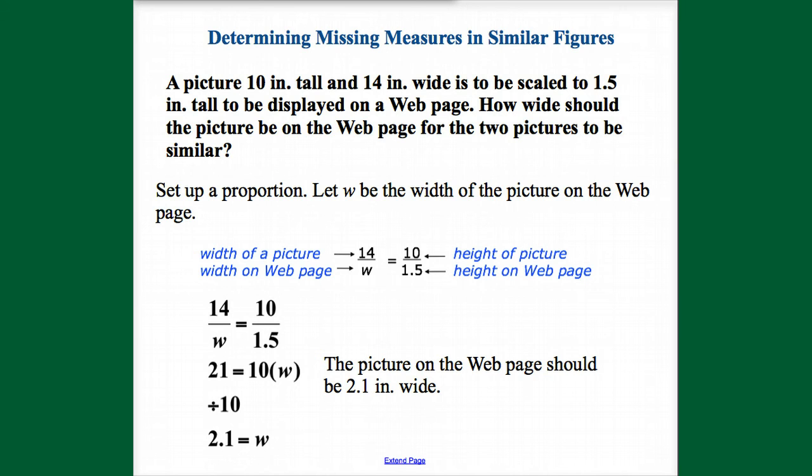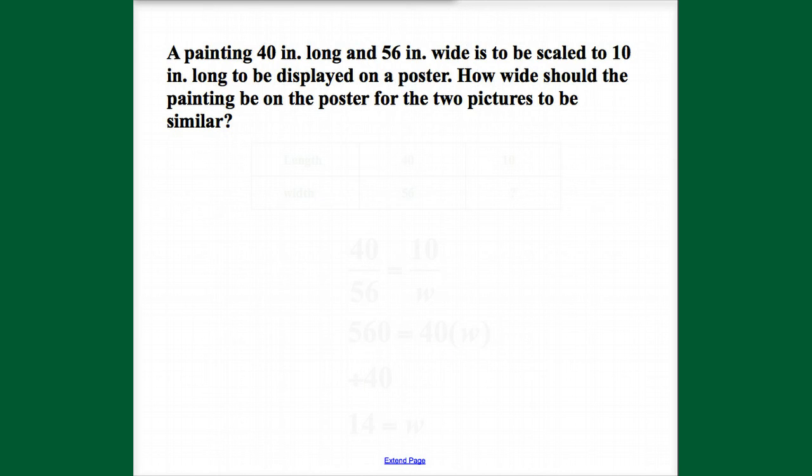So let's have you try this now. Here's a painting, 40 inches long and 56 inches wide, and we want to scale it to 10 inches long to be displayed on a poster. So we have to figure out what the width of the painting should be so that the two shapes are similar. Well, one thing you can do is set up a little ratio board for yourself.